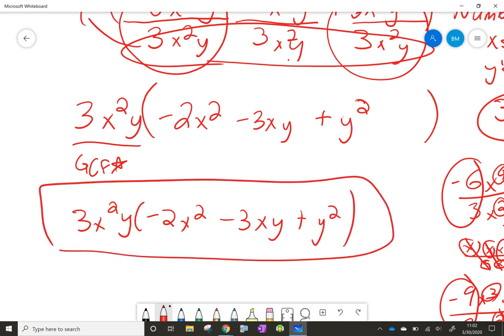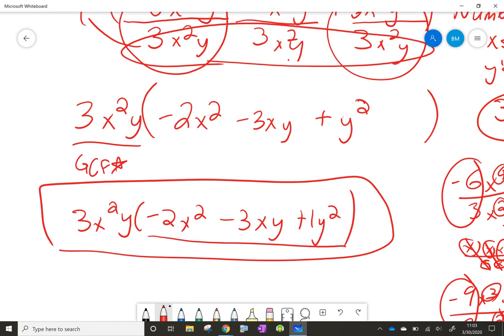Now, what you should notice about your final answer is that inside the parentheses, there is nothing else that all three terms have in common. Not all terms have x's, because the last term, the y squared, doesn't have an x. Not all terms have a y, because the first term, -2x squared, doesn't have a y. And there is no number that can divide the -2, the -3, and the 1. So there is no more in common, which means we've done this correctly. The GCF has been all taken out. There shouldn't be anything left in common between the terms inside the parentheses.